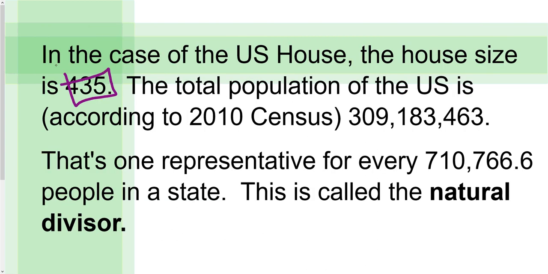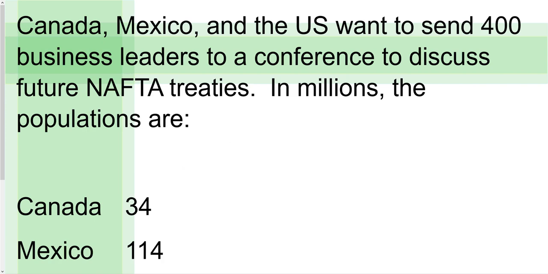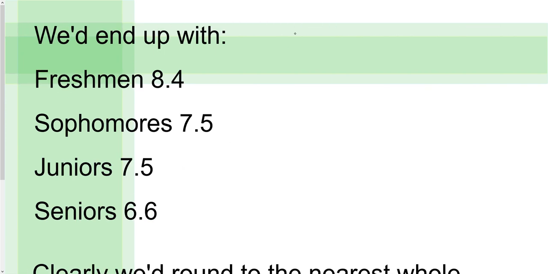The US House of Representatives has 435 people in it. The thing with this is that that number was set by law in 1911. So let's go back a bit here, go back to this page. So the House, 435, that was set in law in 1911. And that can't change.